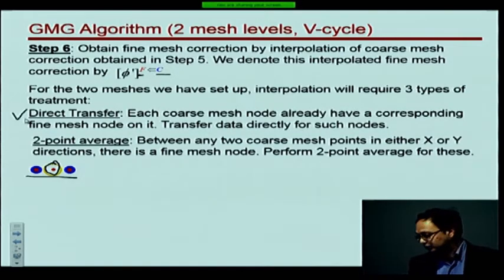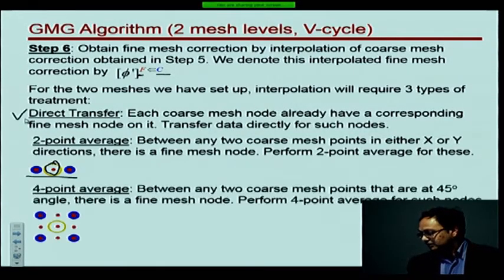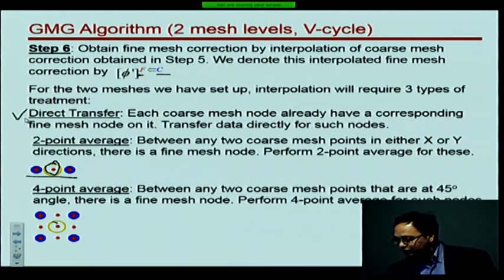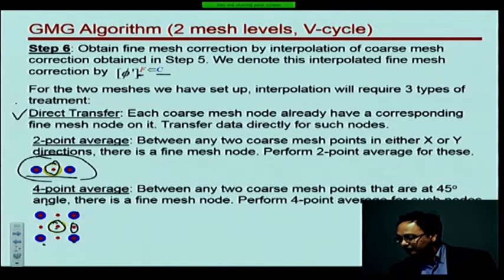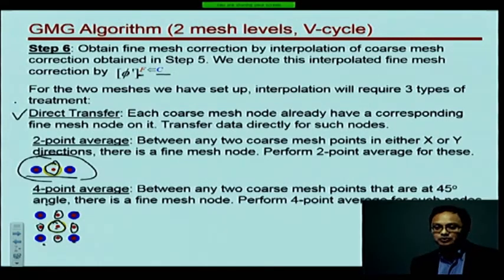You would also run into these kinds of scenarios where you would have a fine mesh node at the middle of 4 coarse mesh nodes. So this scenario is the same as what you have for these 4 nodes, but the middle one is a special case where you need a 4-point average, or a 4-point interpolation, to transfer that information. So 3 types of transfer you will need: one is a direct transfer, the other is a 2-point interpolation, and the other is a 4-point interpolation in this case.